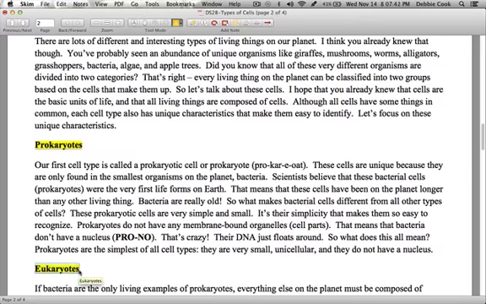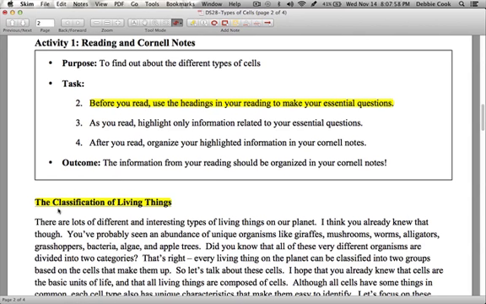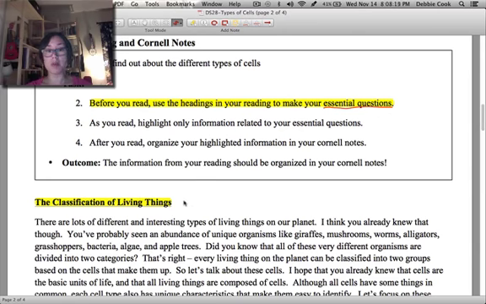Now that we know where our 3 headings are, the next thing we want to do is turn those headings into essential questions. So how do we take something like this, the classification of living things, and create an essential question about that specific topic? Well, all we have to do is turn this statement into a question. Maybe we can turn that into the following: How do we classify living things? So there, we've just turned our first topic into an essential question.